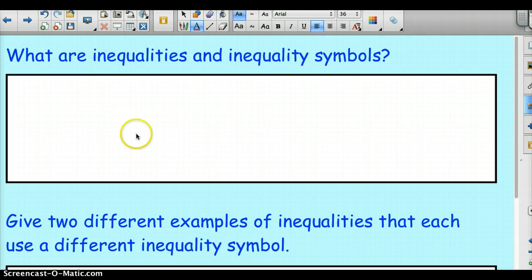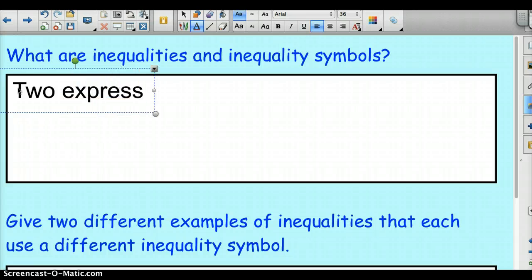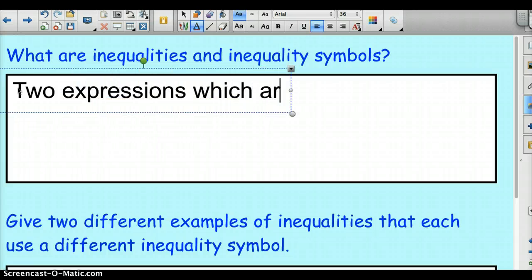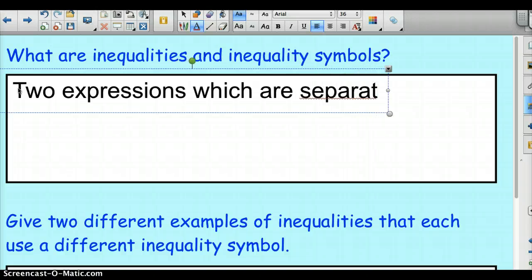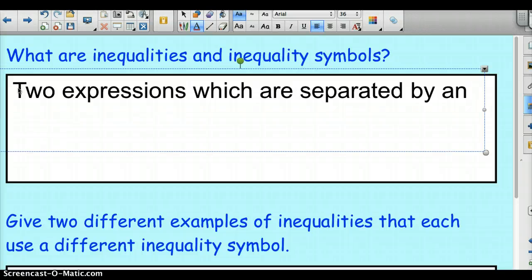Moving on. So we're going to talk about inequalities and inequality symbols. Now, what are inequalities and what are inequality symbols? Well, essentially, an inequality is the contrast of an equation. An equation uses an equal sign. So an inequality is two expressions which are separated by an inequality symbol.